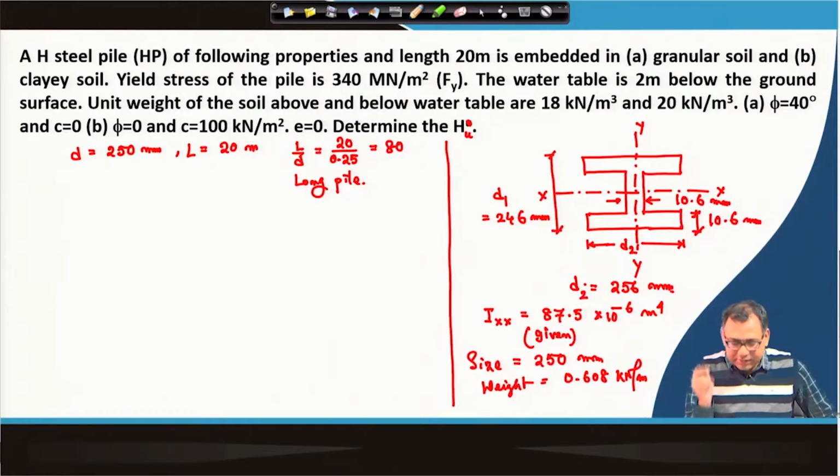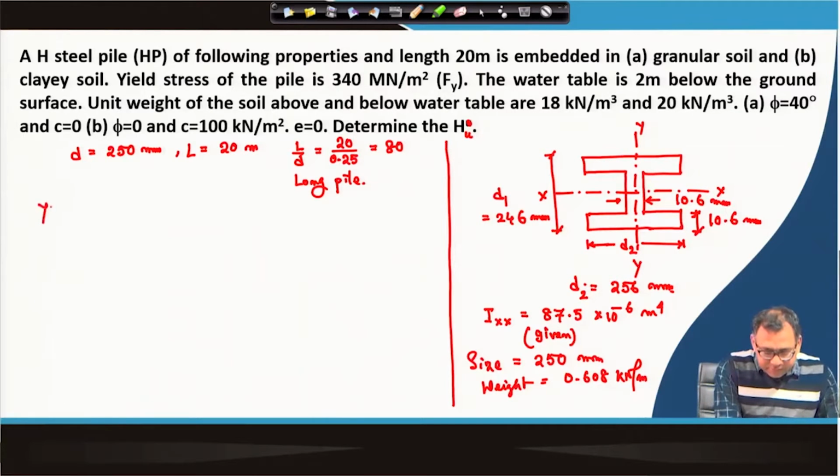The water table is at 2 meters below the ground surface, and then the moment of inertia about the x axis, d1, d2 values, thickness of the web and the flange, all are given. So, now we will get the yield moment.